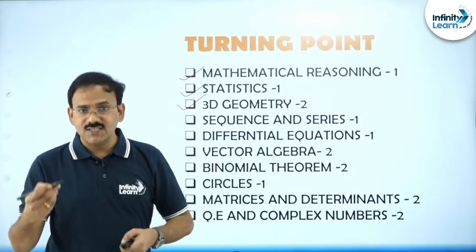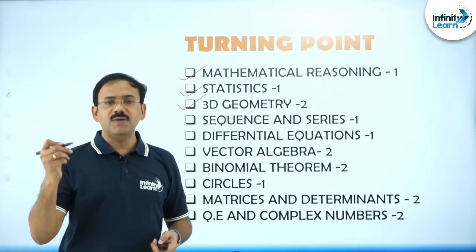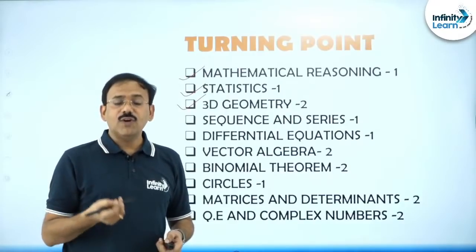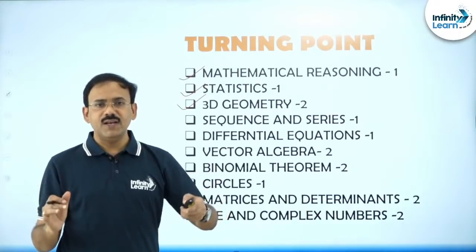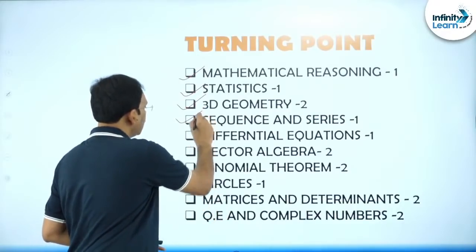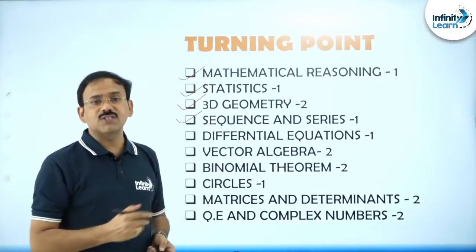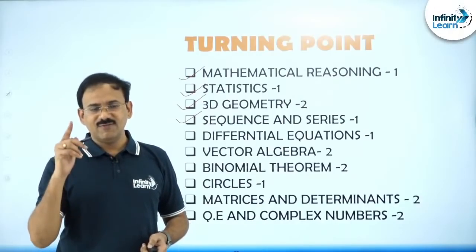And sequence and series also, AP, GP, HP, AGP. For 2 positive numbers, arithmetic mean, geometric mean, harmonic mean, simple areas. Minimum one question, many times we got two questions also from sequence and series, fine.